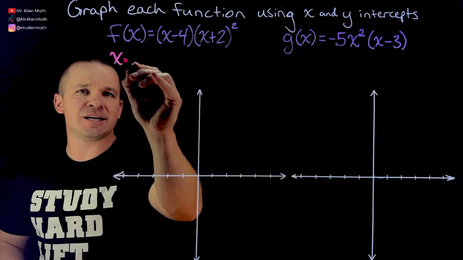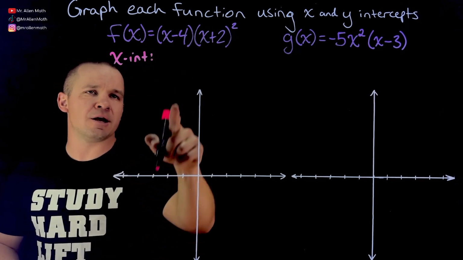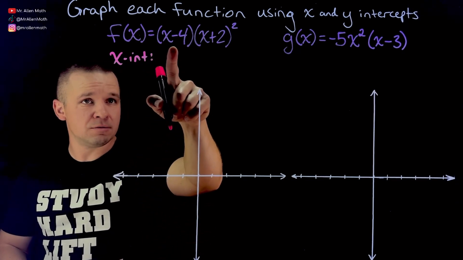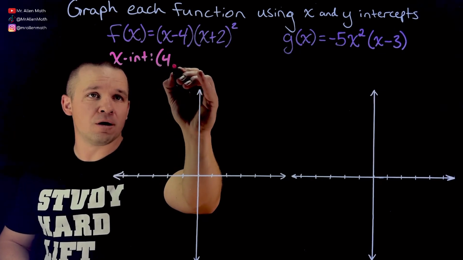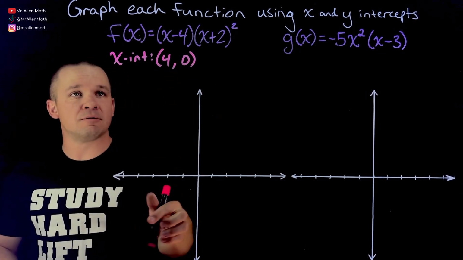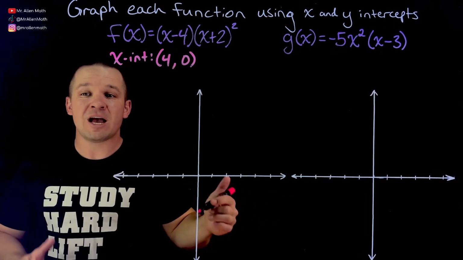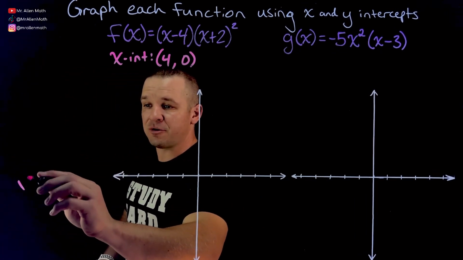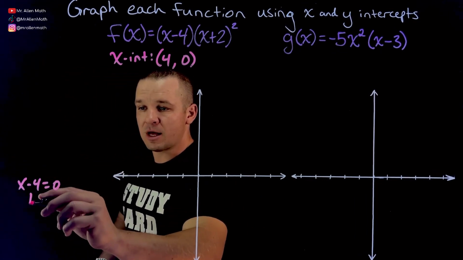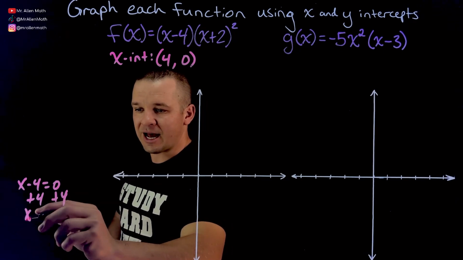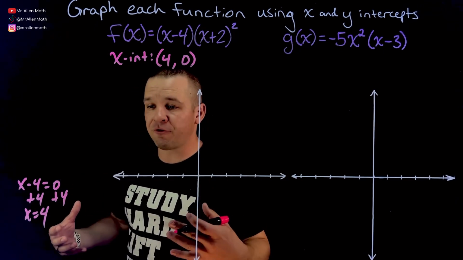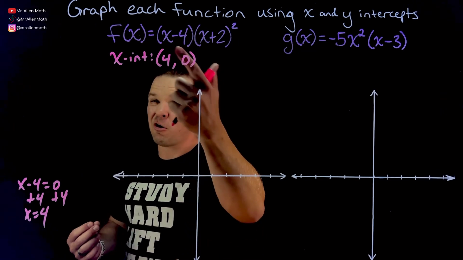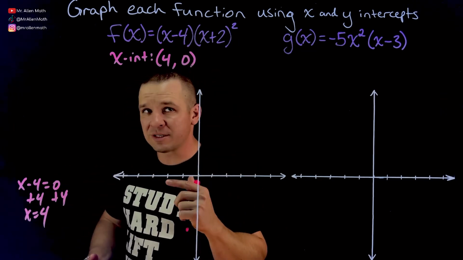So my x-intercepts, let's see here. If I set this equal to 0, I'd get 4, 0. Right? 4 minus 4 would give me 0. And if you need to, you can always do a little side math: x minus 4 equals 0, add 4, and I get x equals positive 4. Always helpful to do a little side math, especially if there's a coefficient in there and it's more than one single step.